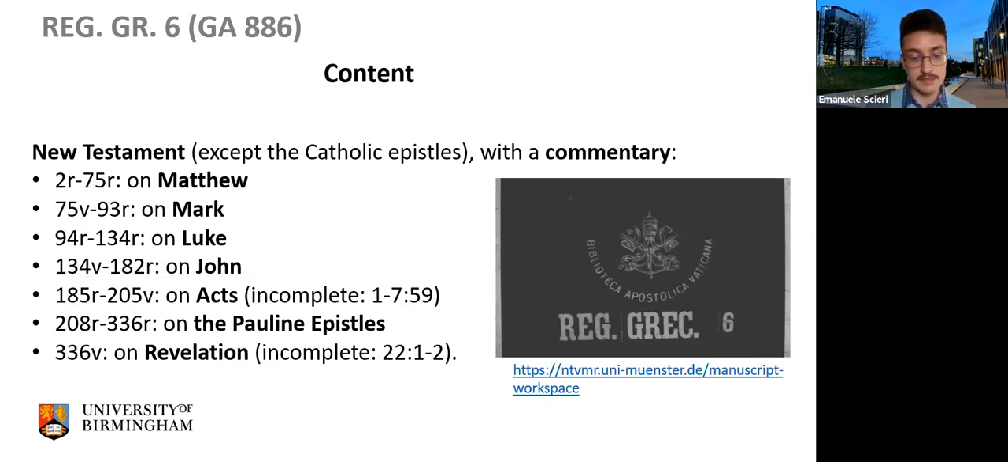Minuscule 886 is a 13th/14th century manuscript containing the text of the New Testament, except the Catholic epistles, with a commentary. However, the text and the commentary on Acts are incomplete. They stop at Acts 7:59, folio 205 verso, and so does Revelation. Folio 336 recto only has Revelation 22:1-2 with scholia. I will come back to this later.